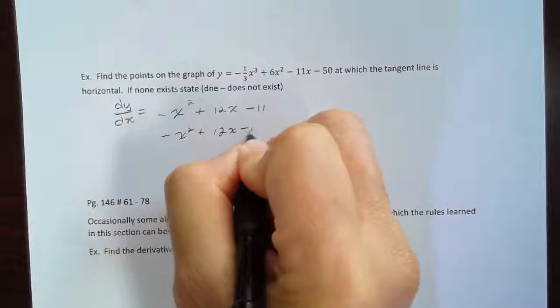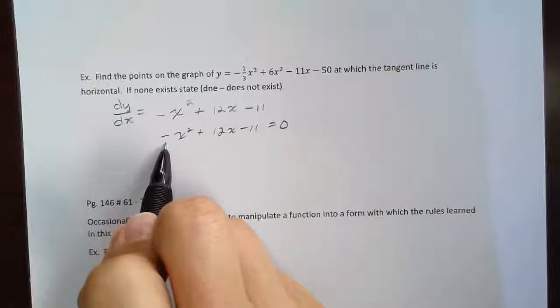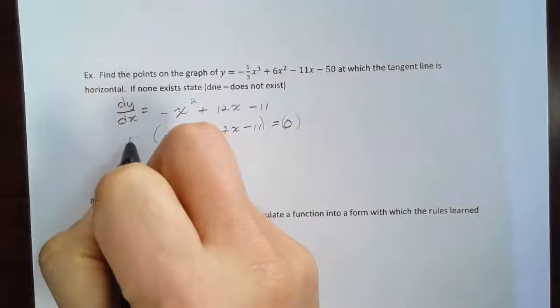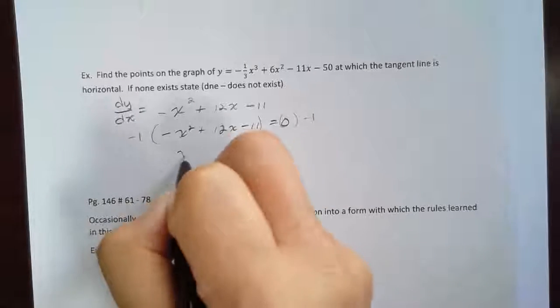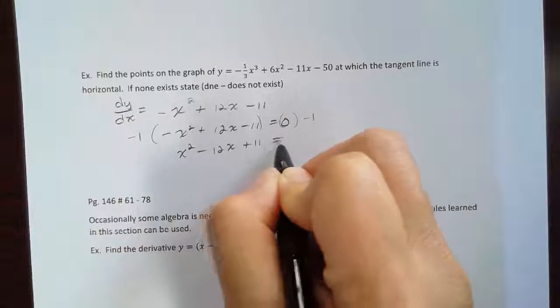Okay, this guy is not linear, this one's quadratic, so we're either going to factor and use zero product property, or we're going to use quadratic formula. I like to factor. I do not like to deal with a leading negative, so we're going to multiply through both sides by negative 1. That's going to change all the signs on the left, and it's going to remain 0 on the right, so we end up with x squared minus 12x plus 11, which is equal to 0.